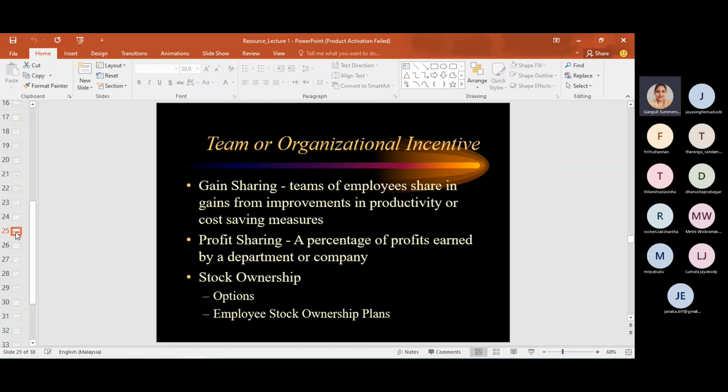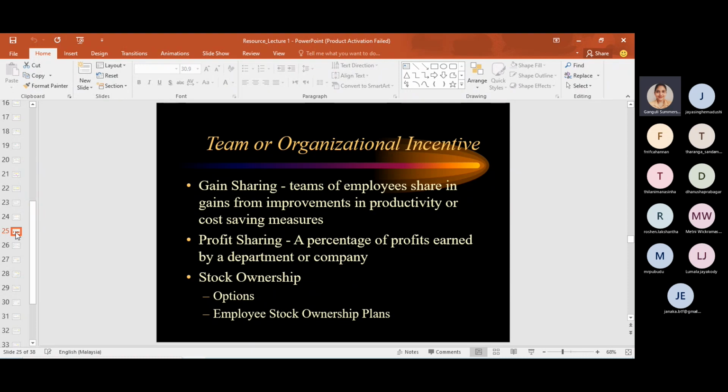Now here you can see team or organizational incentives. These are additional payments received by teams or by groups of people. In this slide you can see some examples of team or organizational incentives.